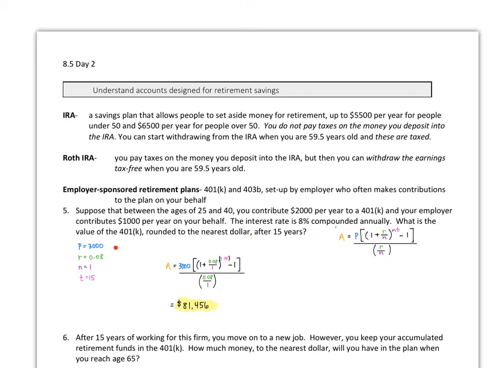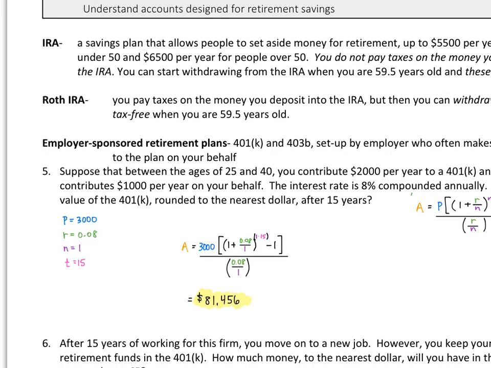So if we break it down, you're contributing $2,000, your employer is contributing $1,000. So altogether, at the end of each year, $3,000 is being contributed to your account. So P is 3,000, R is 0.08, N it's compounded annually, so N is 1, and it's sitting there for 15 years. So we're using the formula from the previous video for annuities, okay? And we are going to plug and chug.